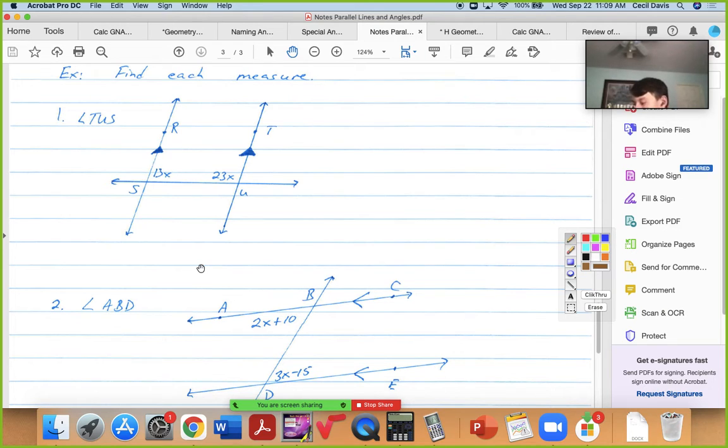Here, I want to find the measure of angle TUS. And by the way, that's not a 8x, that's a 13x. It's just not very neatly written. Sorry about that.